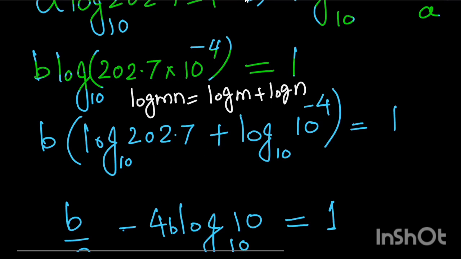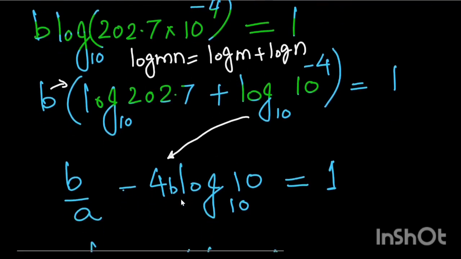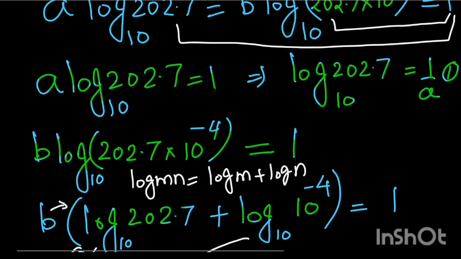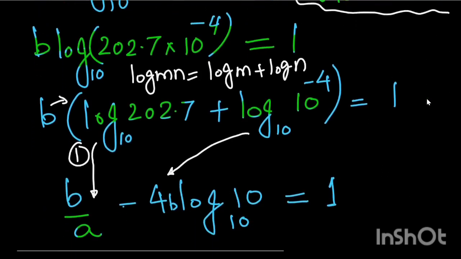We have split this into a sum of 2 logs, and again minus 4 will come down here, and b is also multiplied to this as well as this term. So b is multiplied, and at the same time what we did, from equation 1 first, we replace log 20 base 2.7 as 1 by a. From equation 1 we replace log 20 base 2.7 equals 1 by a here.